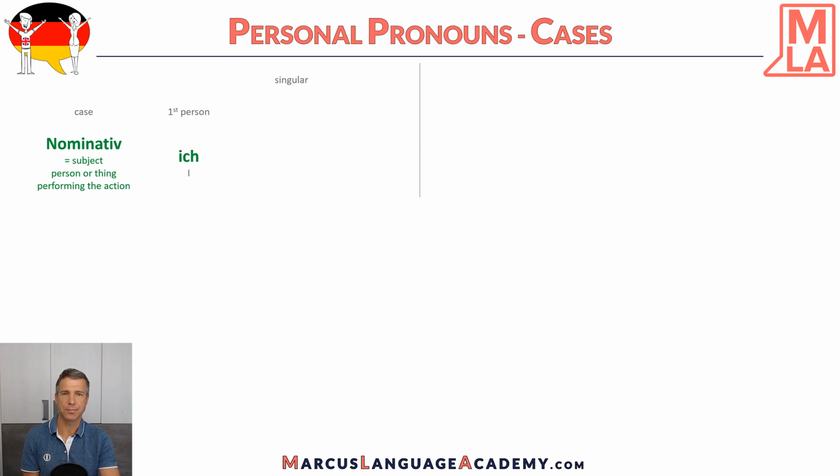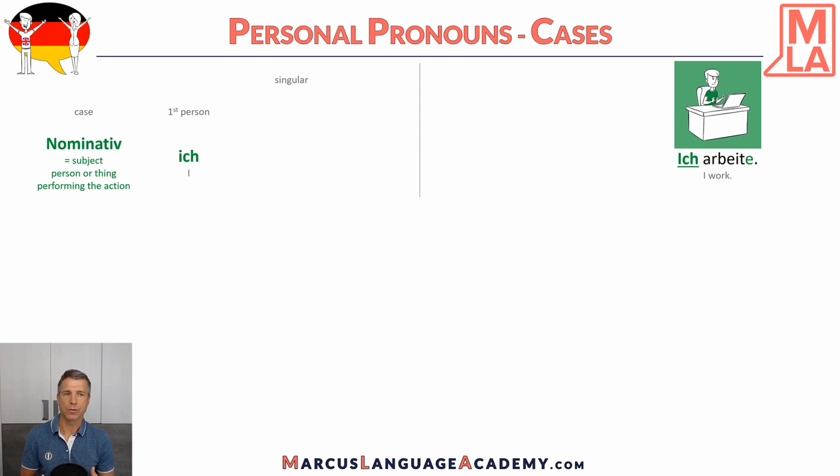So let's see an example. Ich arbeite. I work. Here we have ich as a subject and arbeite is the verb, and the subject has an influence on the ending, and therefore we also use the green color for the ending of the verb. And you see the background color of the image is green because it's a regular verb.